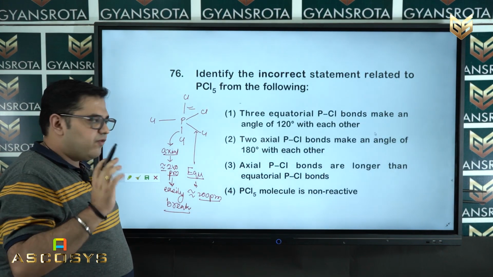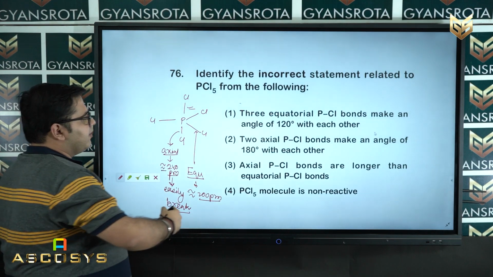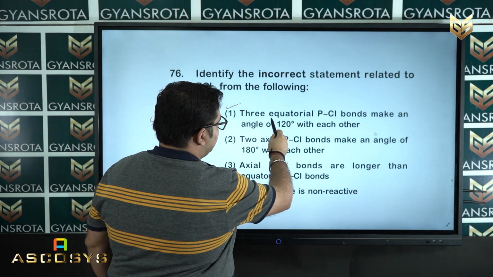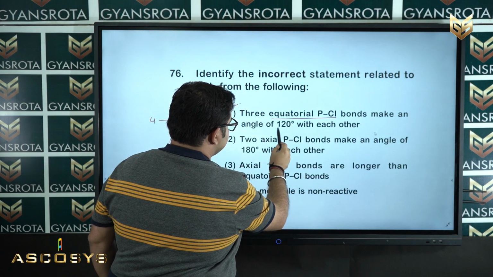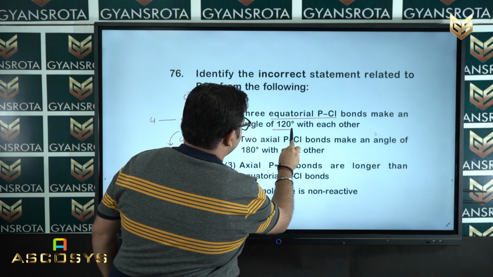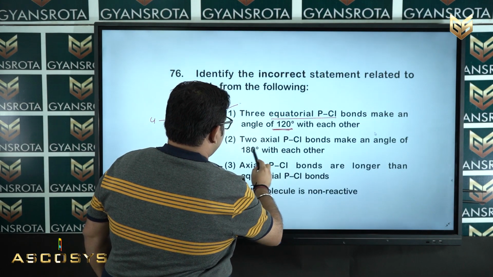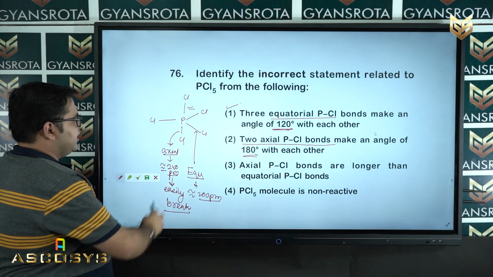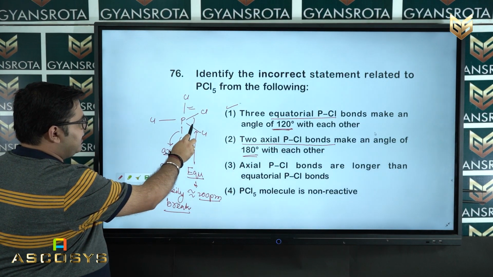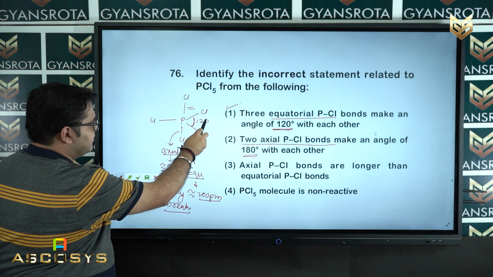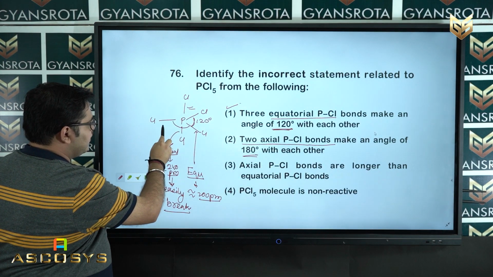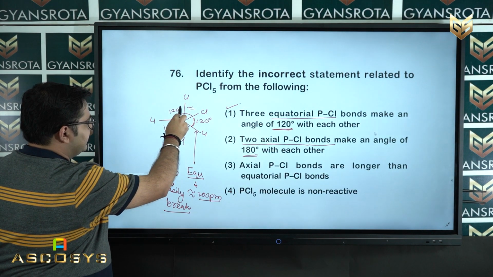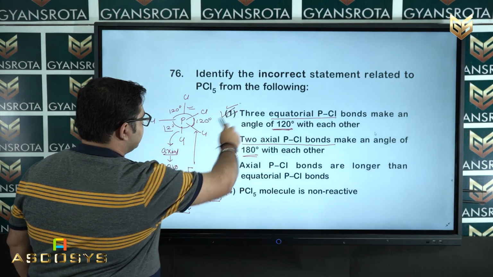So, now let us move on to option number 1. In option number 1, they are saying that the equatorial PCl bonds make an angle of 120 degree, and the two axial PCl bonds make 180 degree. Now, if you consider this part, the angle between this is 120 degree, this is 120 degree, this also 120 degree, and this also 120 degree. So, the first option is correct.